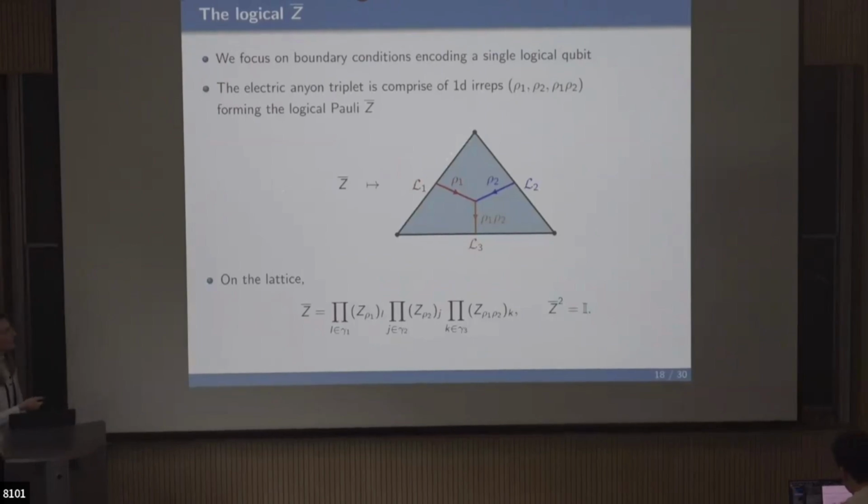Now, if we have a logical qubit, then we also want some logical operators. As we heard also in Ryohei's talk, we can have this logical Z, which is defined very simply in terms of these one-dimensional irreps, rho 1 and rho 2, where these are just one-dimensional. So this operator is a very standard product of Pauli Z's.